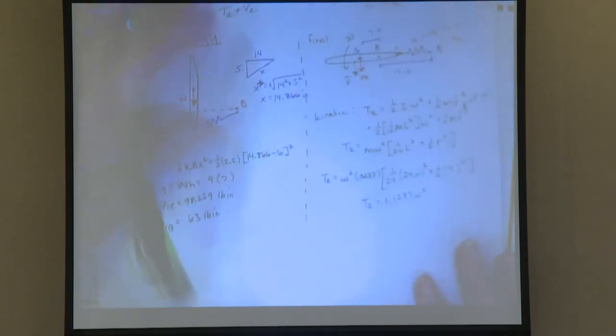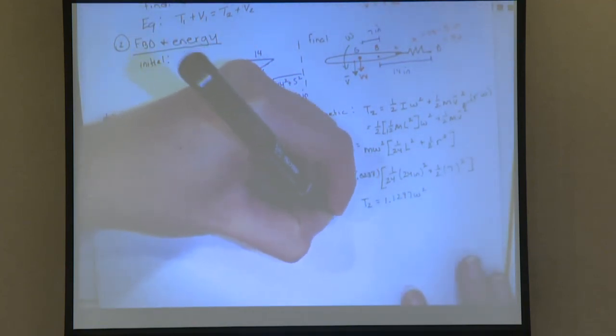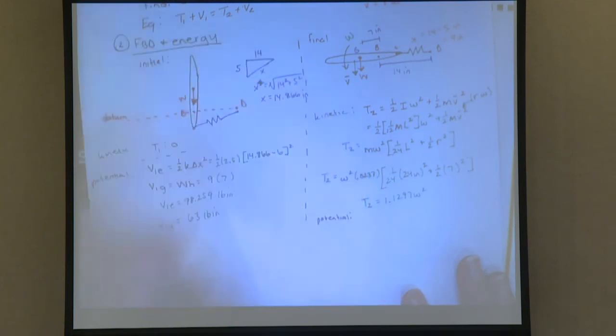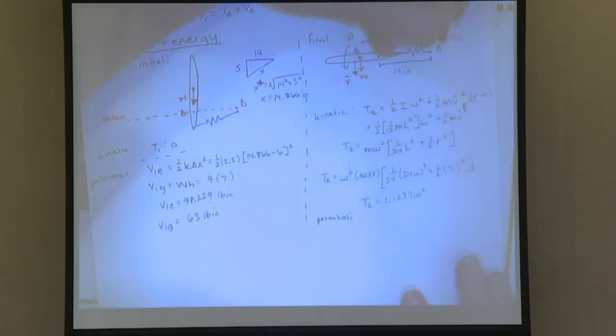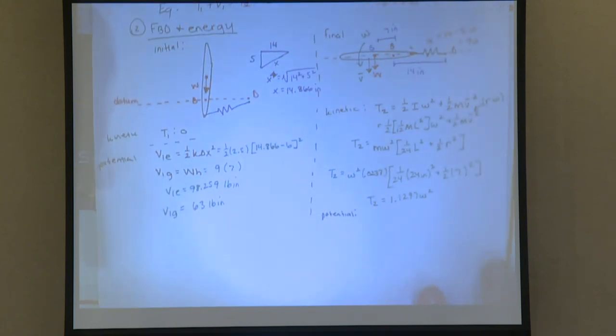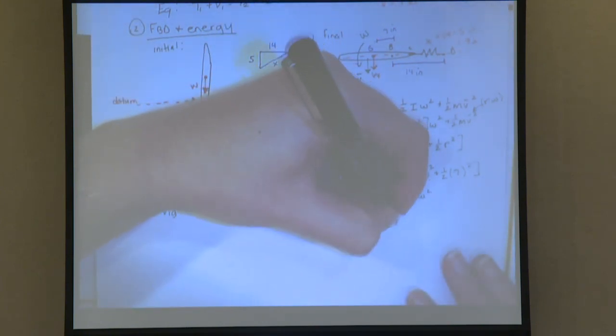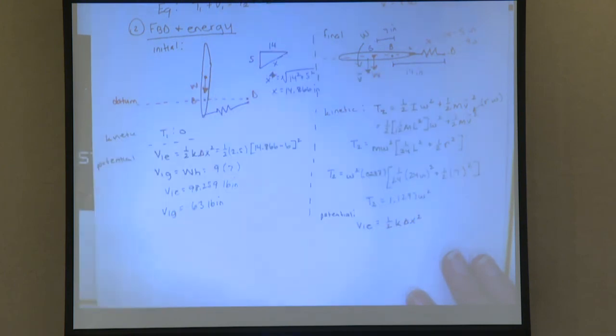And then for the potential, this is nice, the way that I set this up. The entire thing is on our datum line now. So that means that the potential due to gravity is 0. So then we just have the elastic potential to worry about. So I can say V1E is 1/2 K delta x squared.